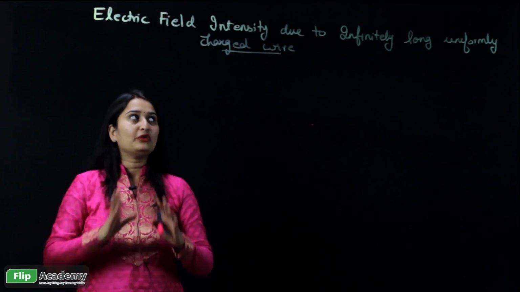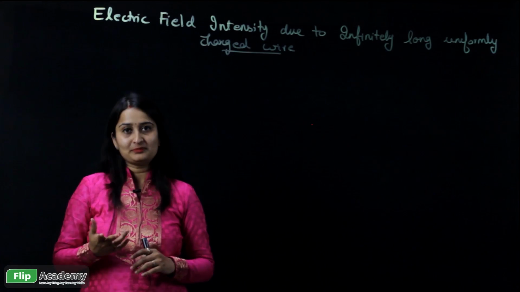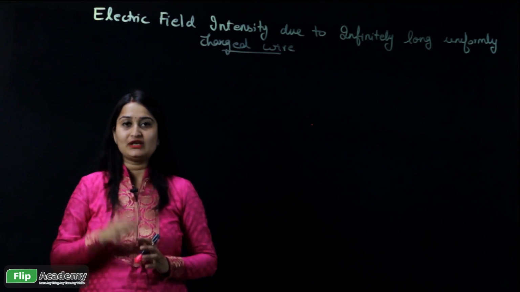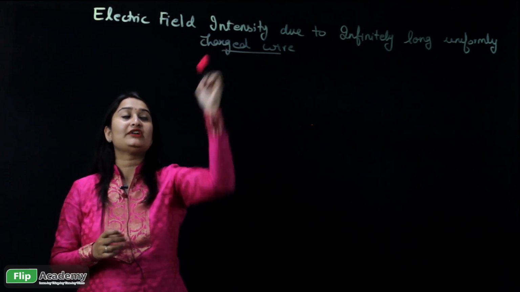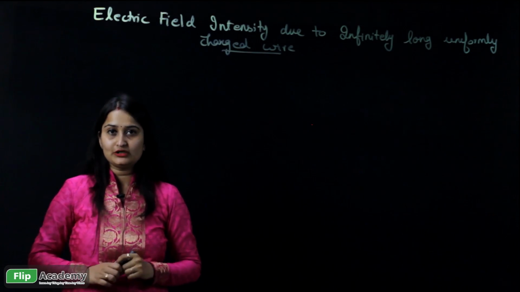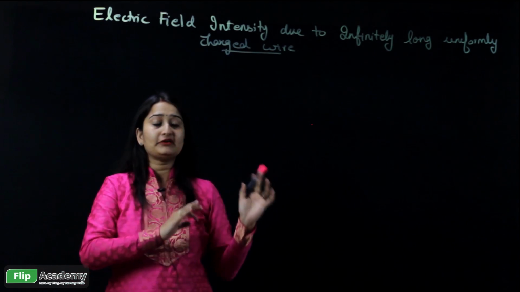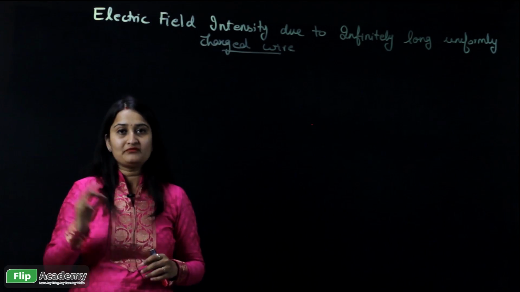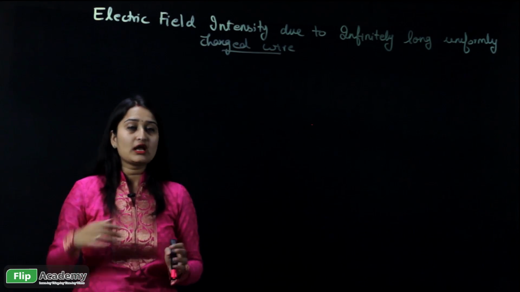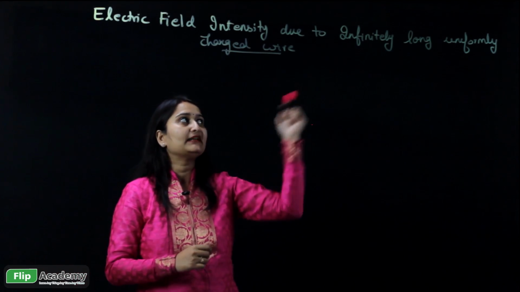field intensity due to the long, infinitely large, uniformly charged wire. Now, this is a long term, but it does not mean a very long definition. In this condition, we have to find the electric field intensity due to an infinitely long wire. That is, the length of the wire is very, very long, so we have considered it as infinitely long.